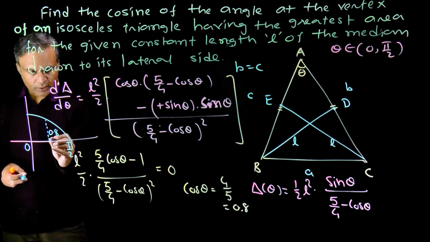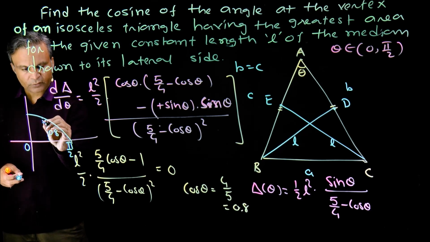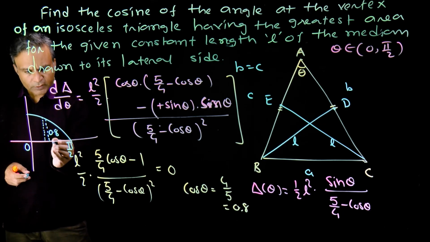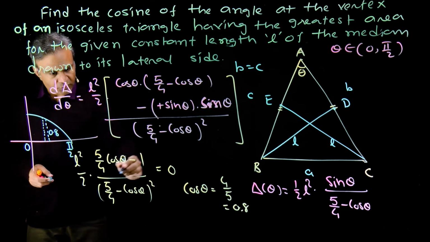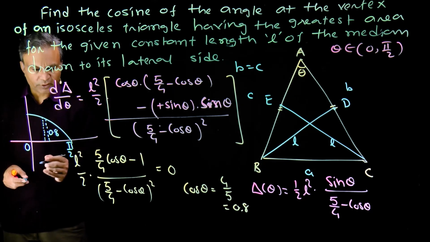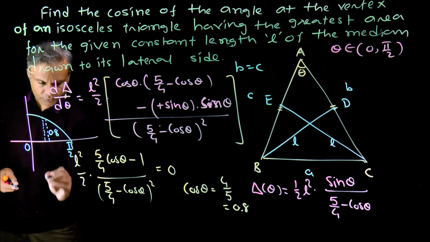Now, just before this point, the value of cos theta will be more than 0.8. Right? Before this point, the value of cos theta will be more than 0.8, so this value will be positive. Okay, this value will be positive.